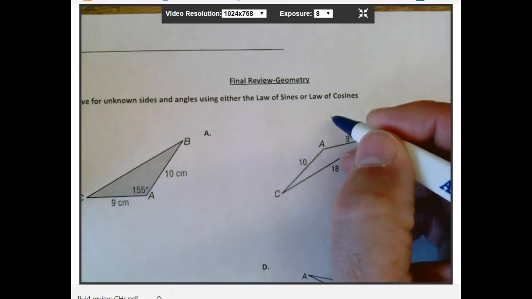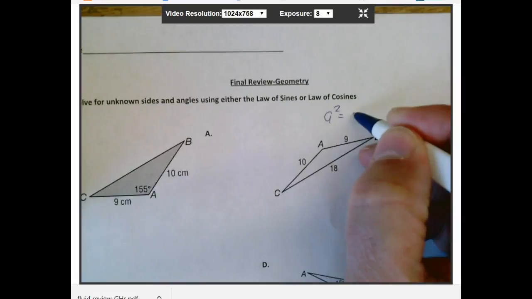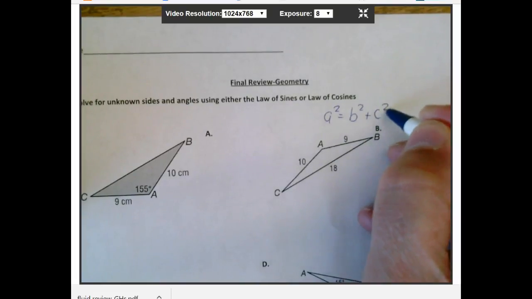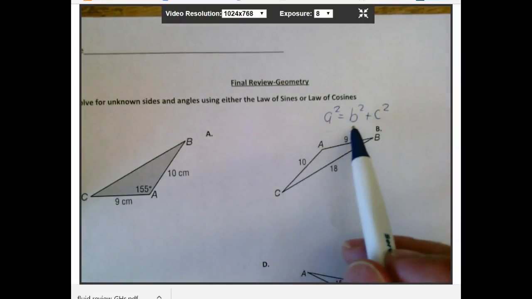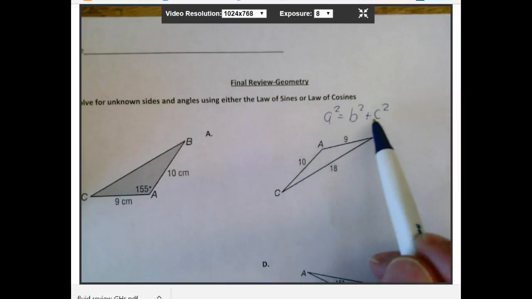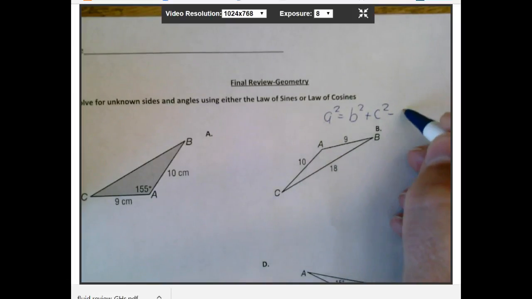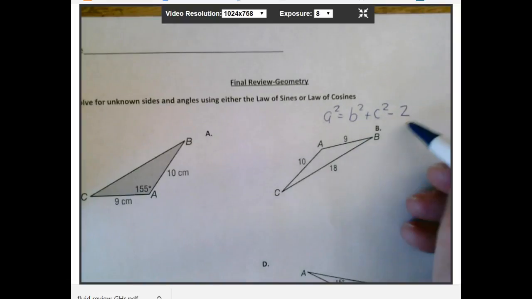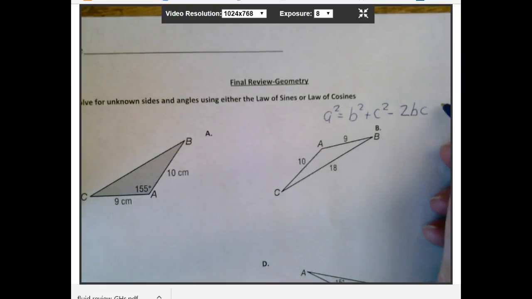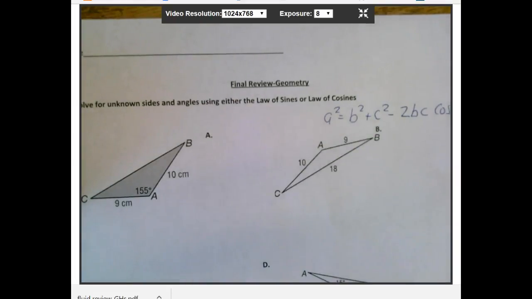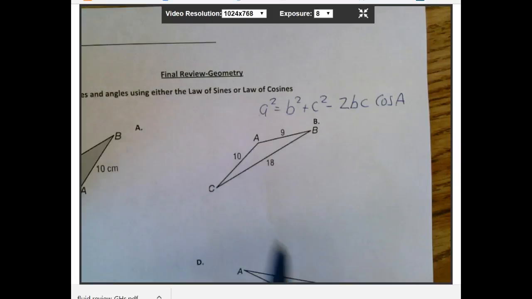So remember, the law of cosines is A squared equals B squared plus C squared, right? The Pythagorean theorem starts it off. These lowercase letters denote the sides. And then we're going to minus 2 times B, C, and then the angle that we're solving for will go last, cosine of A. So I can move that over. Okay, so that's kind of our equation.